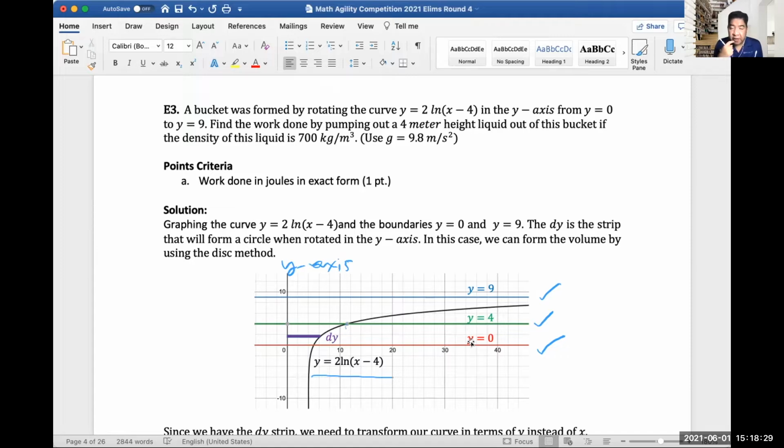If I rotate it about the y-axis, again, let's take, of course, a strip, which is dy. Here, as you can see, this is the violet strip in the graph. So let me clear this and let's move to the next page.